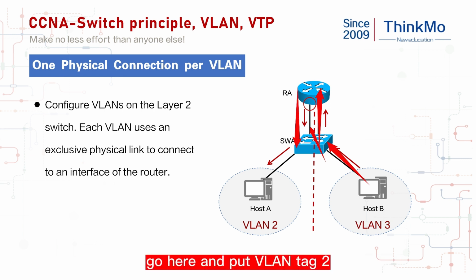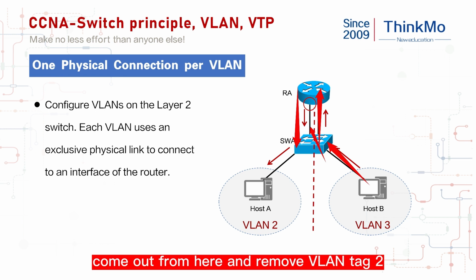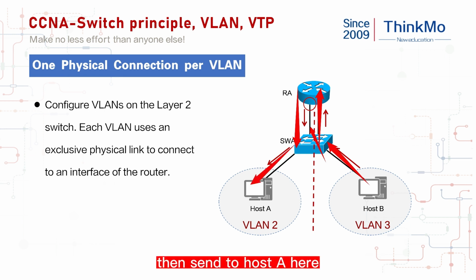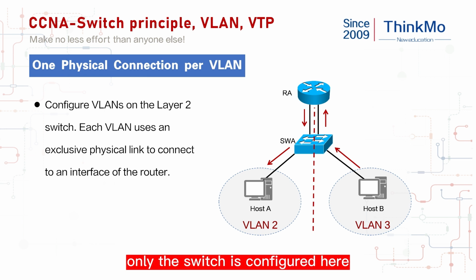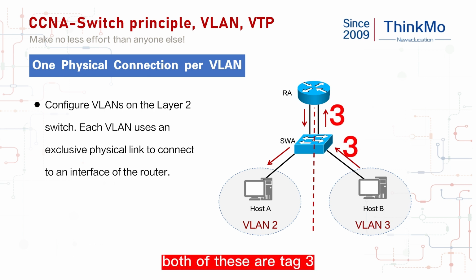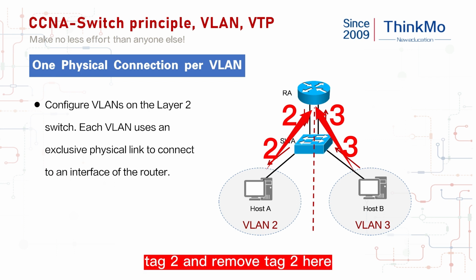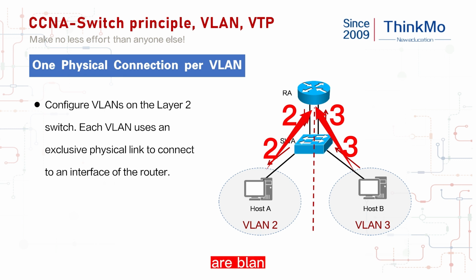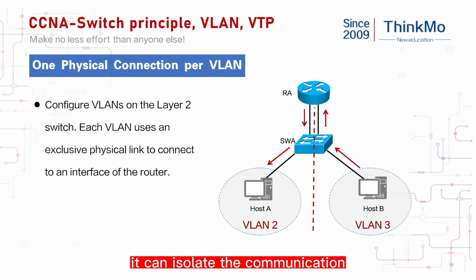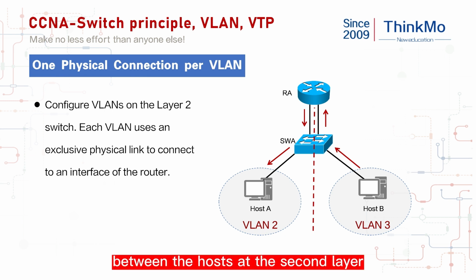Going here, VLAN tag 2 is added. Coming out from here, VLAN tag 2 is removed, then it is sent to host A here. That is, all interfaces are access interfaces, and only the switch is configured here. Both of these are tag 3, both of these are tag 2. Tag 3 is added and removed here, tag 2 is added and removed here. When the data passes through these devices it is untagged, so it can isolate the communication between the hosts at the second layer and help them communicate at layer 3.